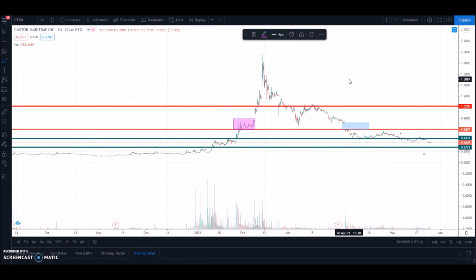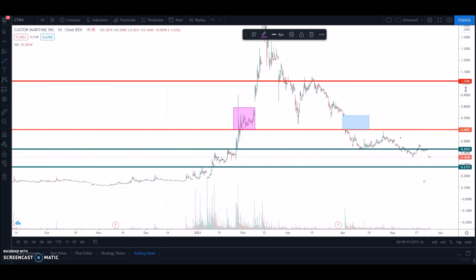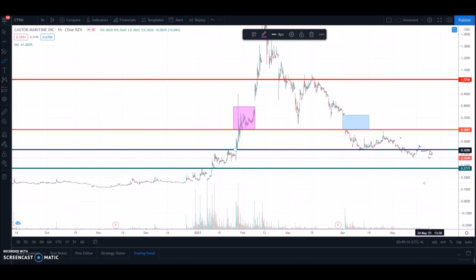Another video on CTRM, which is for Castor Maritime. I made some previous videos, and from the chart I can see that I drew some red lines for resistance and two green lines for support, and also some rectangle boxes. Today you can see that we dropped a lot from this particular support. Still, we have a support.